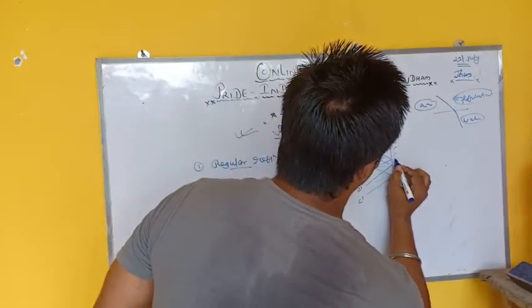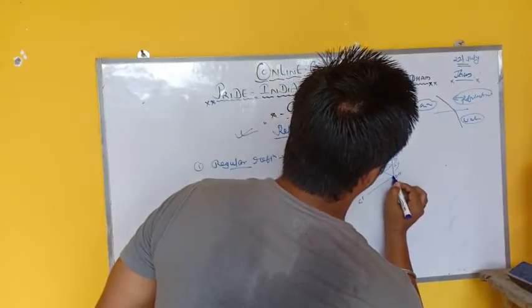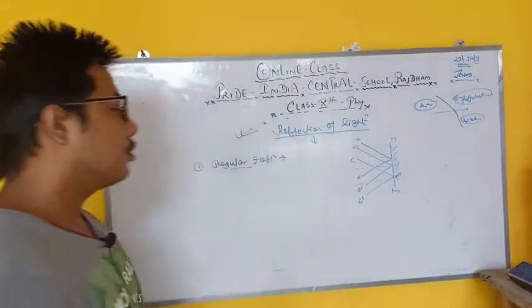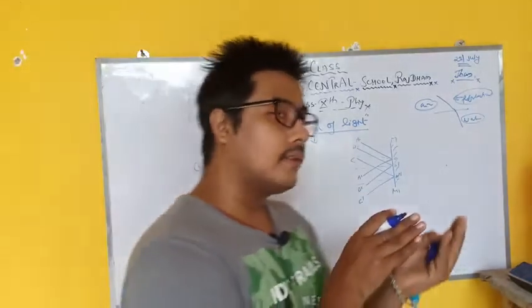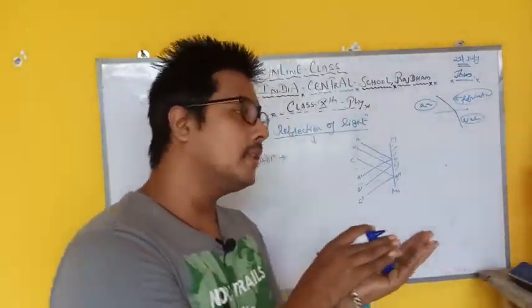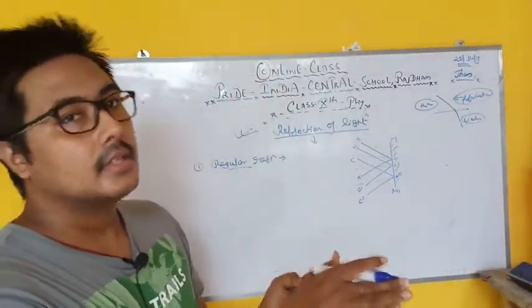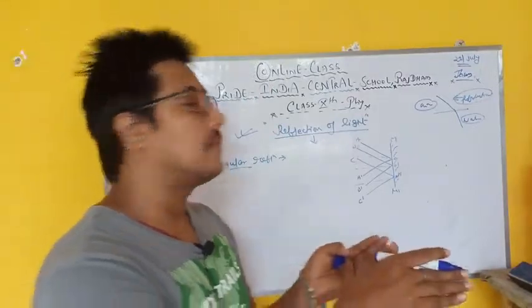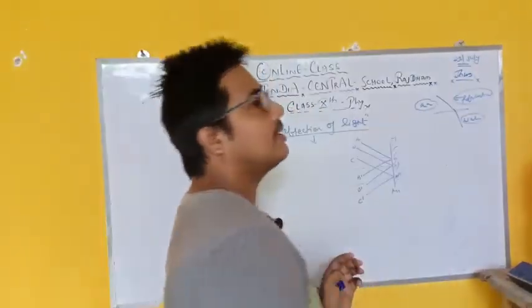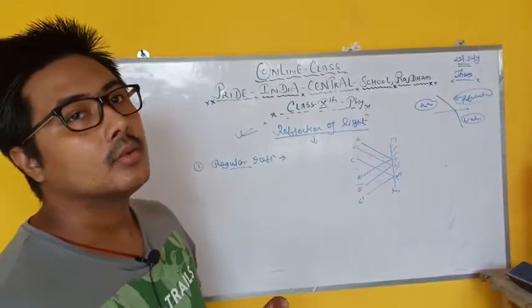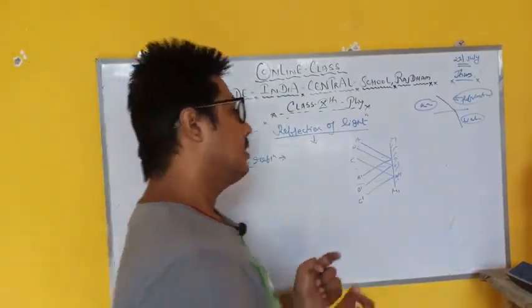This is the point of incidence for each of these rays. So this is known as regular reflection. When the reflection takes place from a smooth and even surface, that is a polished, smooth and even surface, where there are no irregularities, then it is known as what? It is known as regular reflection.